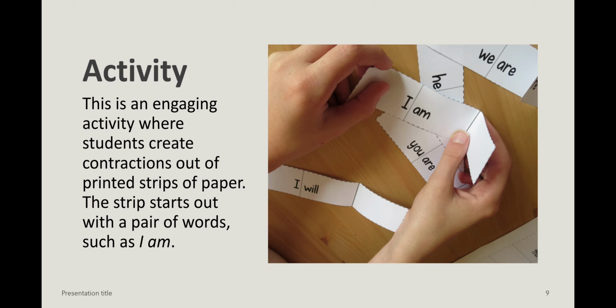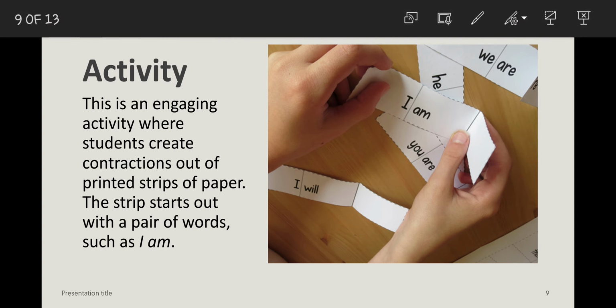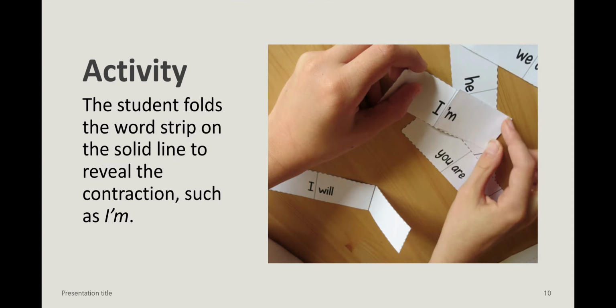This is an engaging activity where students create contractions out of printed strips of paper. The strip starts out with a pair of words such as I am. As you can see, it's a long strip of paper. I am is written in the center, and the strip is folded into three parts. The students fold the word strip on the solid line to reveal the contraction such as I'm. So now the students fold the paper and the contraction becomes I'm. So the word was I am and the contraction is I'm.